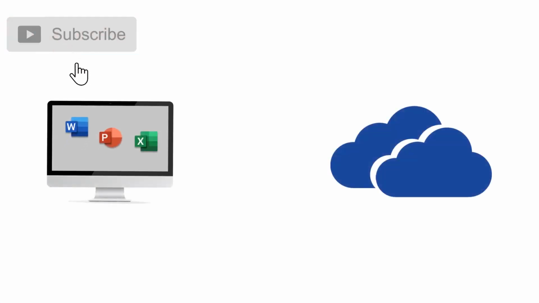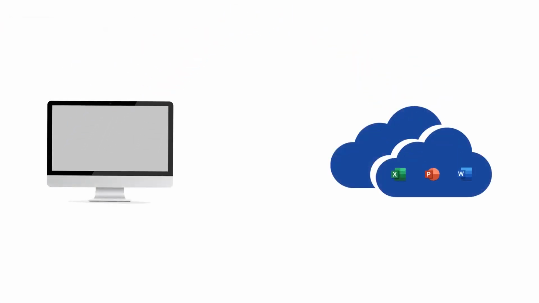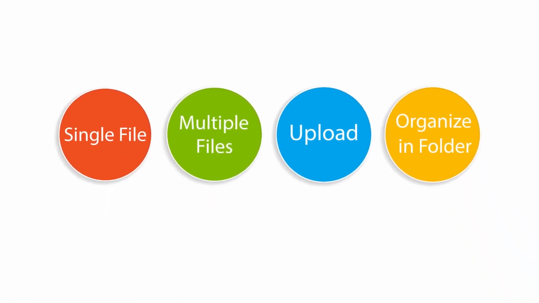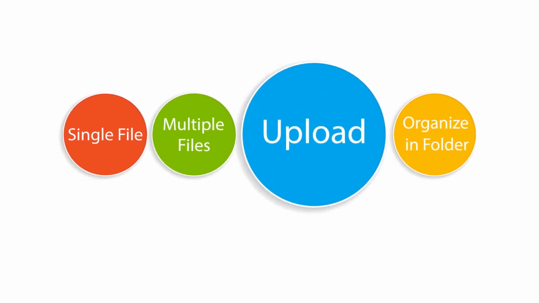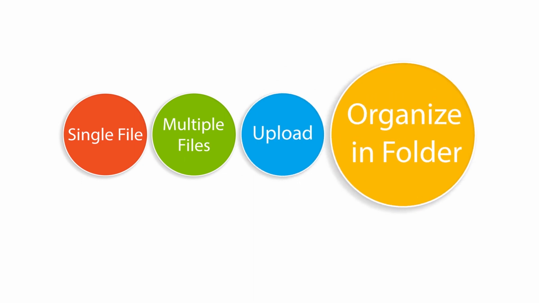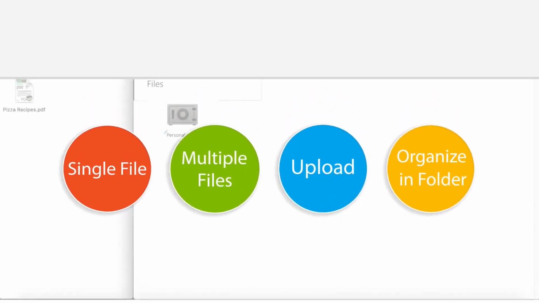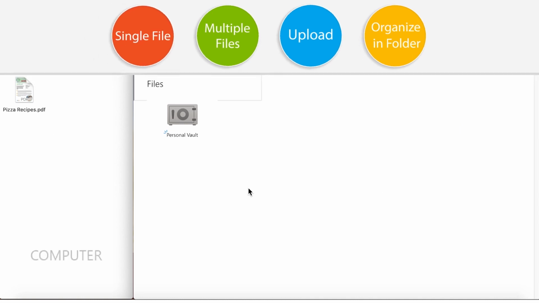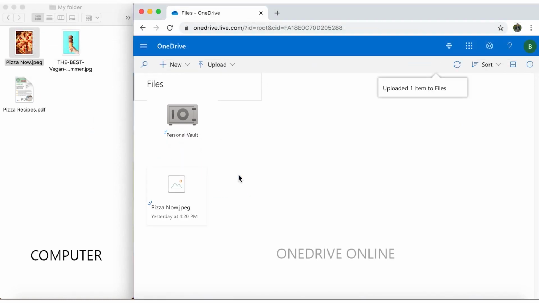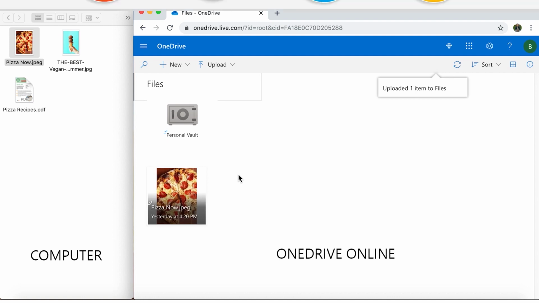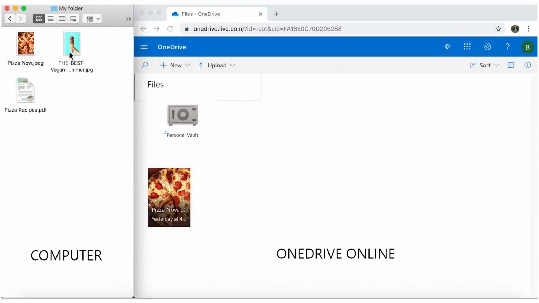Storage is the first step in the process. So how do we move our files from our computer to OneDrive? We have a few options. We can drag and drop single files, multiple files, or upload directly from our computer. We also look at organizing our files into folders. Let's start by selecting a single file from our computer, and then drag it and drop it into our OneDrive online. Now let's drag and drop multiple files.